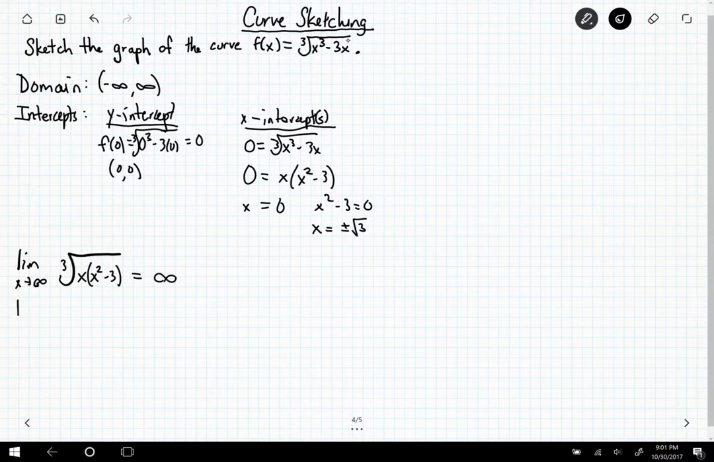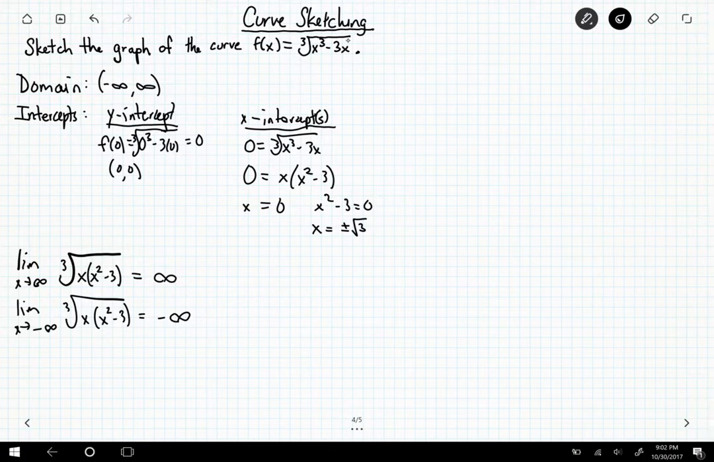And then on our other case, the limit as x approaches negative infinity, what's going to happen? We have the cube root of x times x squared minus 3. Let's think of it. When we plug in x, that's going to be negative infinity. When you square it, though, it's going to become positive infinity. Negative infinity times positive infinity will equal negative infinity.